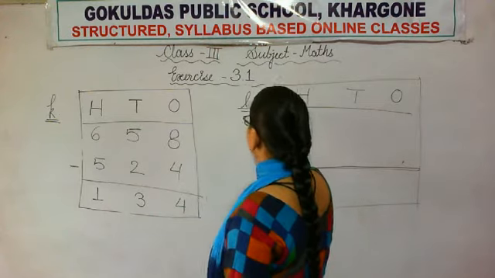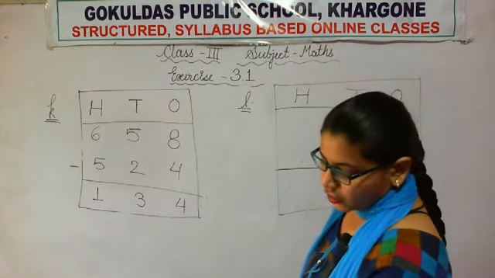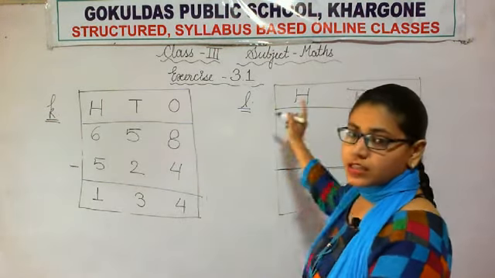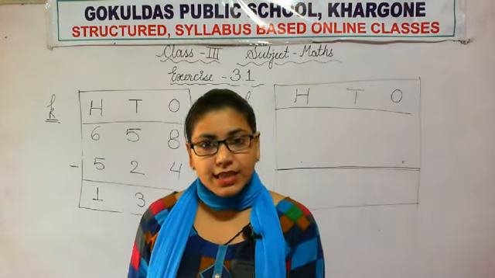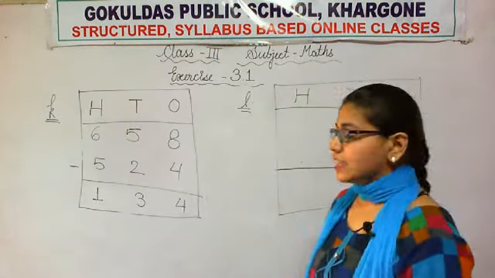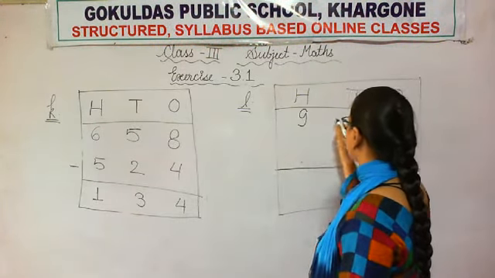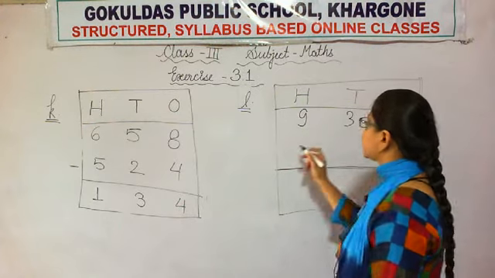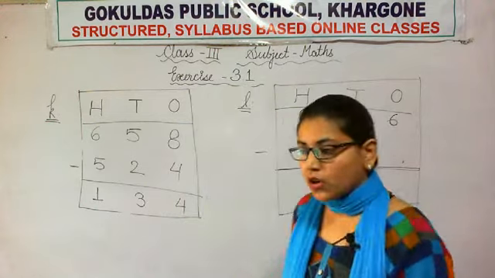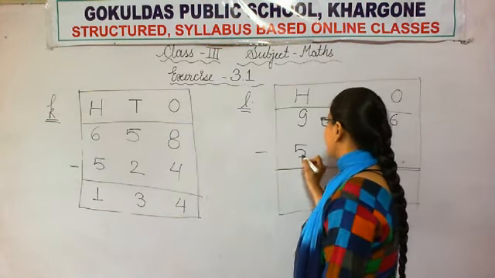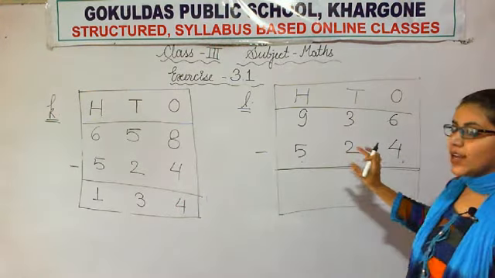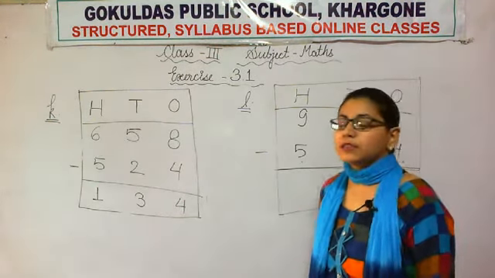Part L. First of all, we will write all the places: hundreds, tens and ones. Now, minuend is 936, so we will write 936. Now, our subtrahend is 524, so we will write 524. We remember, write ones below ones, tens below tens and hundreds below hundreds.